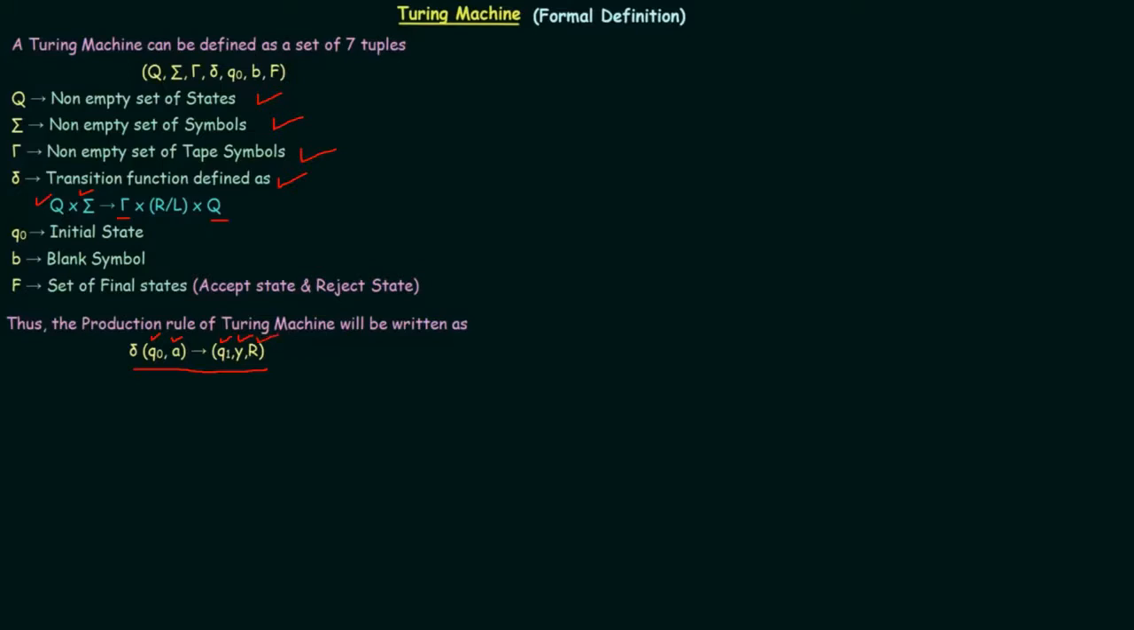So the tape symbol, basically you can say that this is the output, what it is producing. That is going to be written inside the tape, so that is called a tape symbol. Obviously it is going to have an initial state, a blank symbol, and a set of final states that we have already discussed.